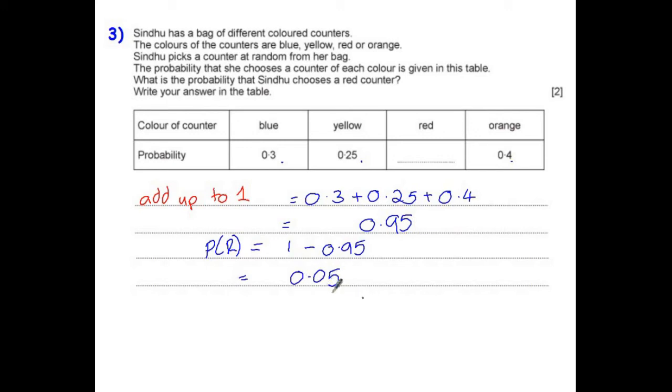So the probability of selecting a red is 0.05. Now with questions like these, it's always worth checking your answer. A quick way you can check is to add these up and they should equal 1. So 0.3 plus 0.25 is 0.55, 0.6, add 0.4 is 1. So we know we've got the right answer.